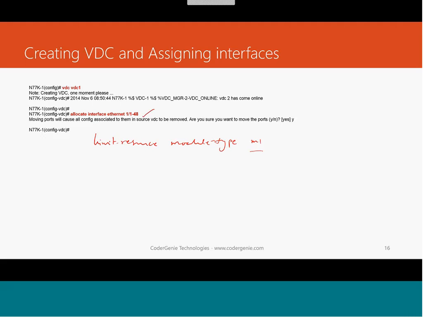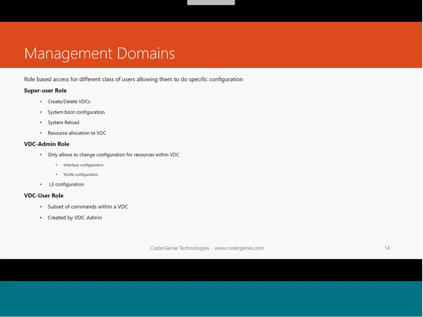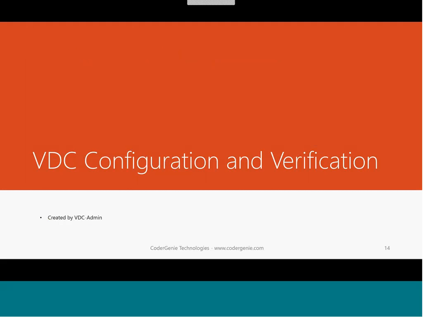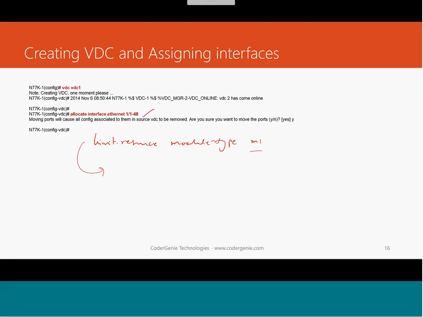You cannot do this after going into the VDC mode, because there you have the role of VDC admin, right? It doesn't have the permission to do that. It has to be the main super user role to perform these tasks. So resource allocation is definitely the super user role, which has the permissions to do it. Okay.